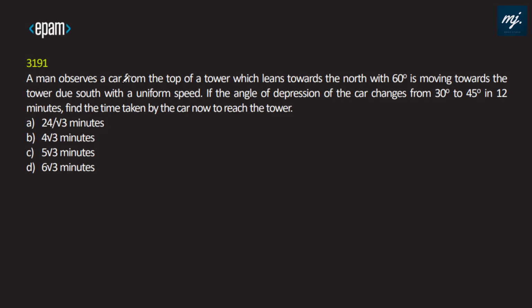A man observes a car from the top of a tower which leans towards the north at 60 degrees. Let this be the base. The tower is leaned at 60 degrees. From here, he observes a car, and the car is moving towards the tower, due south. Let it be south and that would be north, so that the picture would be clear to us. This is leaning towards north and this side we have taken as south.